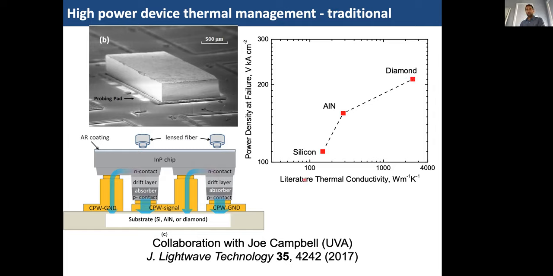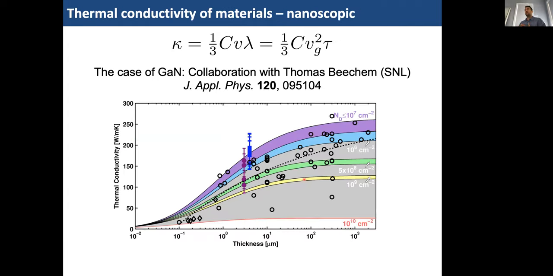Well, let's go back to what we remembered and what we think about with the thermal conductivity of materials. Okay, what can be impacting the thermal conductivity of materials? Let's just do a survey of this. So here I'm showing the thermal conductivity of gallium nitride plotted as a function of thickness. And in addition to plotting as a function of thickness, you also see these contour lines where these lines represent the impact of different dislocation density. So defects in the crystalline lattice.